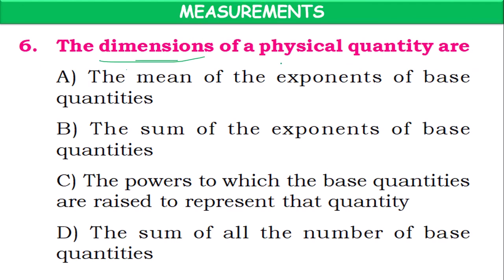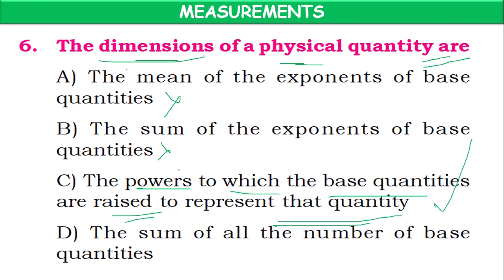So the dimensions of a physical quantity are: the mean of the exponents of base quantities, wrong. Sum of exponents, wrong. The powers to which base quantities are raised to represent the quantity, right. They are only the powers. Fourth option, sum of all numbers, wrong. C option is correct.